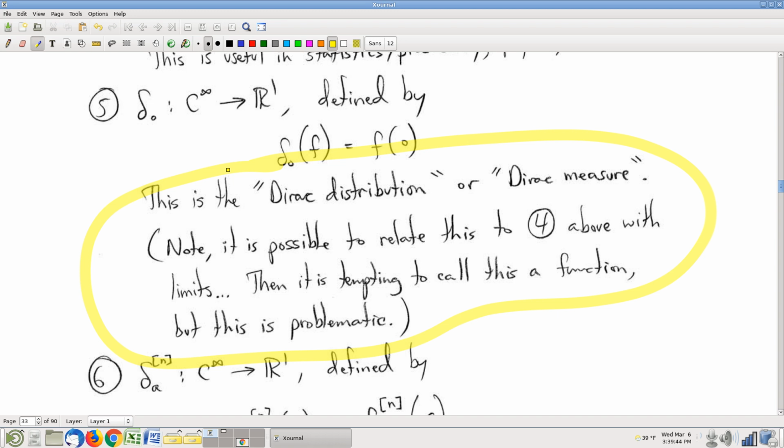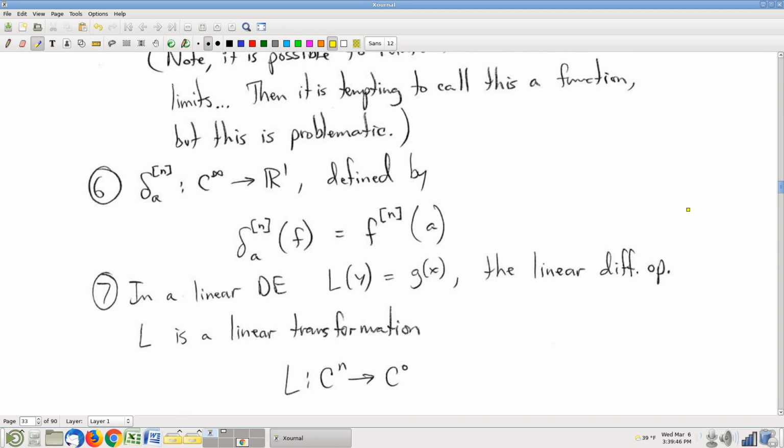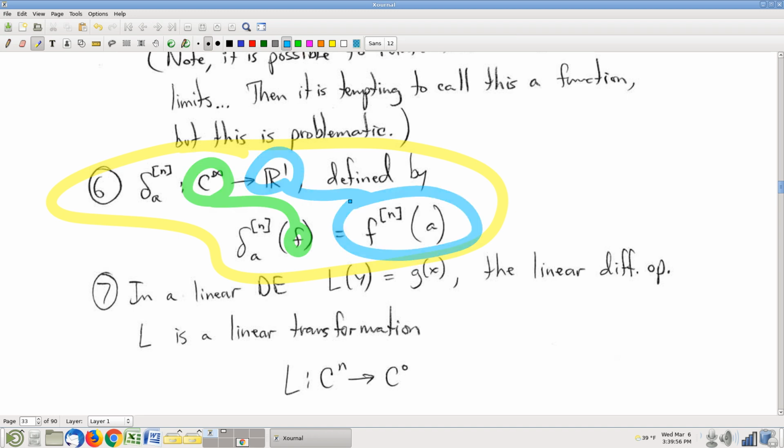Okay. A variation of that. Here, note again, a function goes in, and a real number comes out, a real number computed by this formula. This is the act of taking several derivatives of a function and then plugging in x equals a.